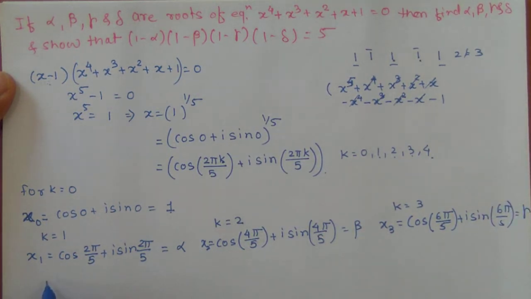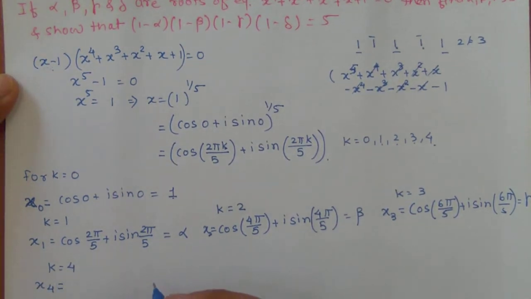Okay. And the last one is k equal to 4. For k equal to 4, we have x4, that is the fourth root. x4 is equal to cos of 4 times 2 pi by 5, that is 8 pi by 5, plus i sin 8 pi by 5. I call this delta.